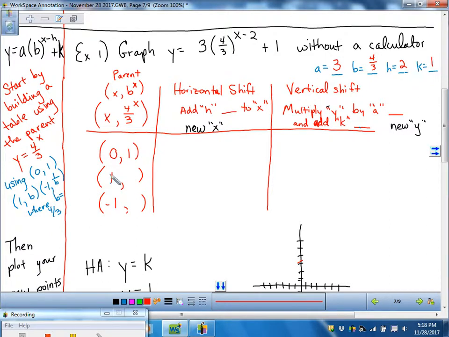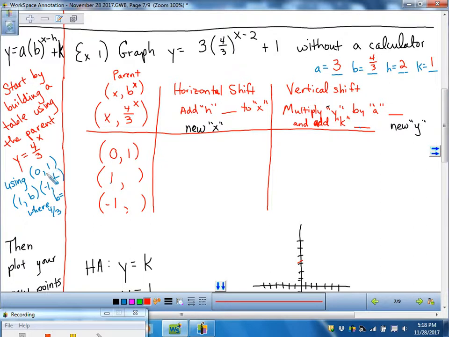Now that we have those filled in, we're going to come over here and start filling in a chart. Over here on the side, I put a little note. You need to start by building a table using the parent, which is just y equals 4/3 to the x. So we want to get rid of the a value, the h value, and the k value. Deal with the parent. So our base number that we are raising to the x power is 4/3. That's going to be our b number.